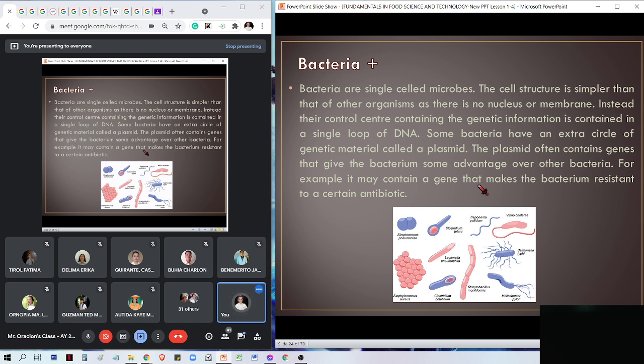The plasmid often contains genes that give the bacterium some advantage over other bacteria. For example, it may contain a gene that makes the bacterium resistant to a certain antibiotic. So, ang antibiotic, guys, is mao man ni siya ang mopatay ang bacteria. But there are some bacteria that are resistant to antibiotics, and there are some bacteria that are resistant to acidity or pH. When you talk about pH, that is the level of acidity in a food.